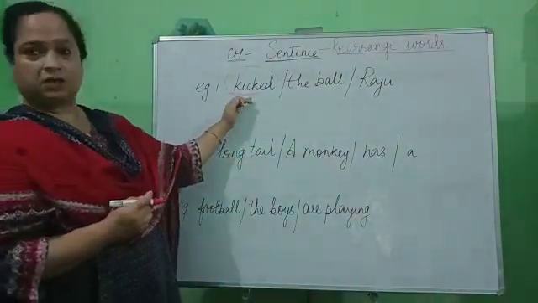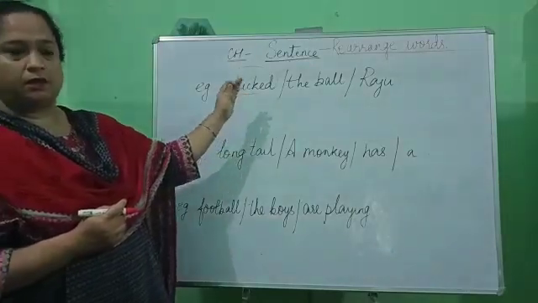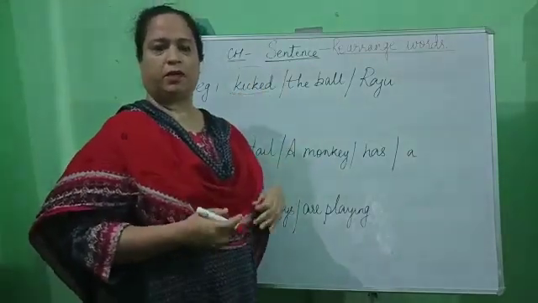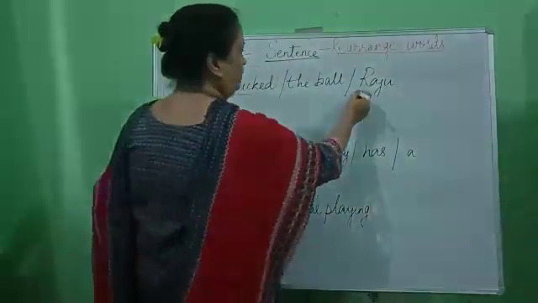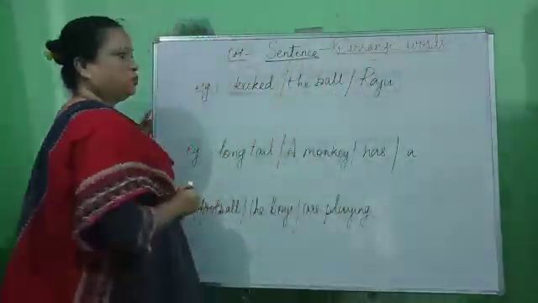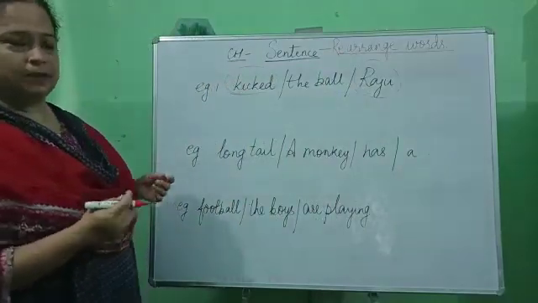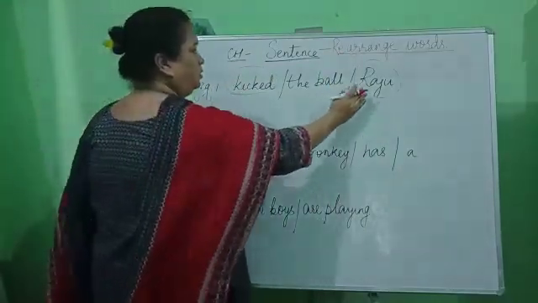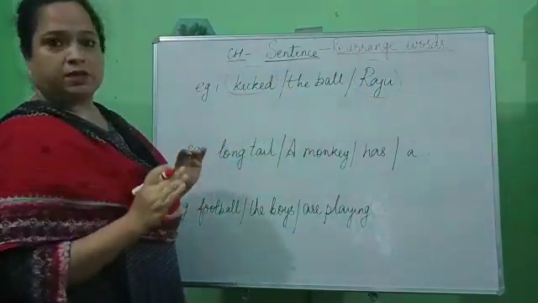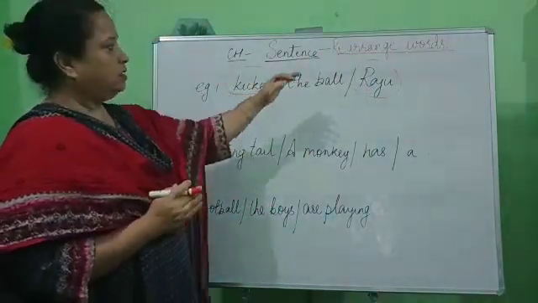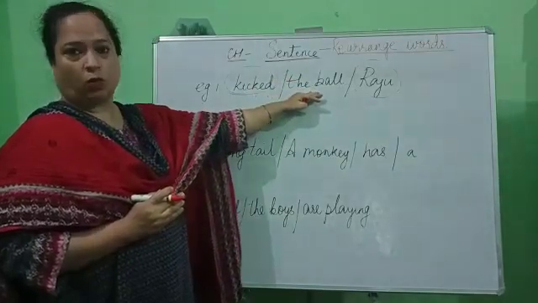Now, we need to look for the subject. Since we know the action that was kicked, who kicked? The boy, the dog, the man, the girl? So we get a name here, that is Raju. So Raju becomes the subject. Now since we know the subject and we know the verb, what did the subject kick? The subject kicked the ball.